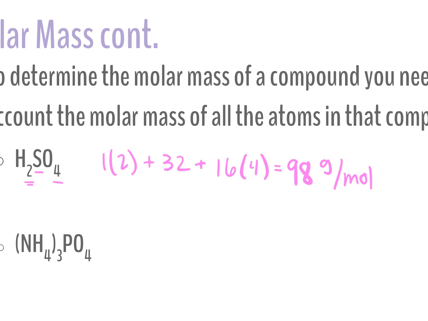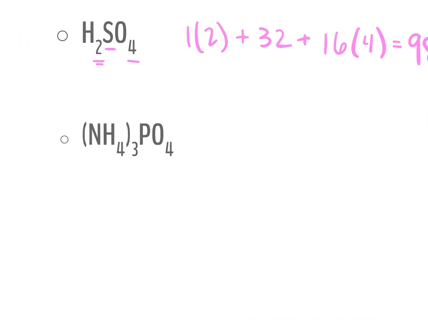98 grams per mole there. Okay, because it asked us for molar mass, not atomic mass, that's why we chose the unit we did. Okay, what's the difference now down here? What do we run into with this secondary problem here?